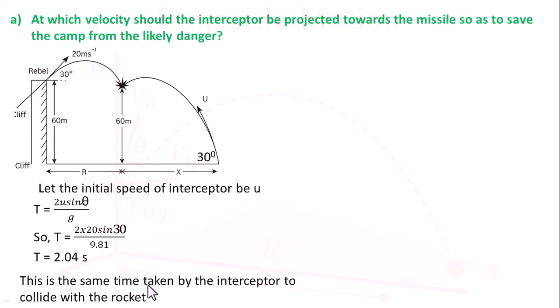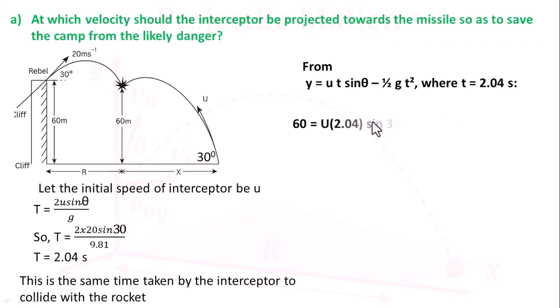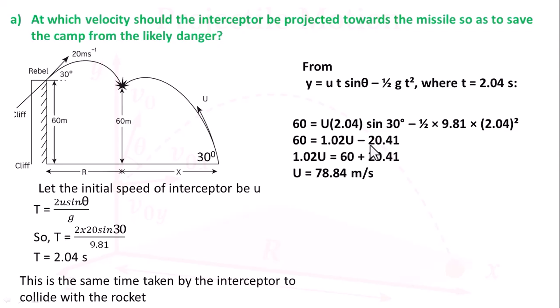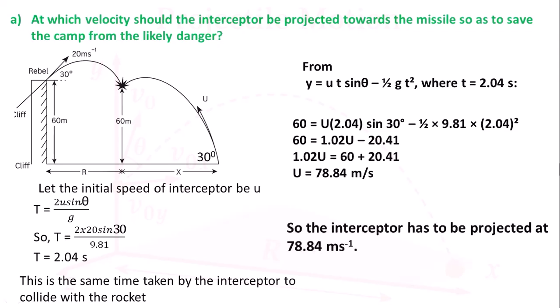So knowing the angle of projection and height above the ground at which they collide, the speed u of projection can be got from y equals ut sine theta minus half gt squared, where t equals 2.04 seconds. 60 is equal to u times 2.04 seconds times sine 30 degrees minus a half times 9.81 times 2.04 seconds squared. 60 is equal to 1.02u minus 20.41.